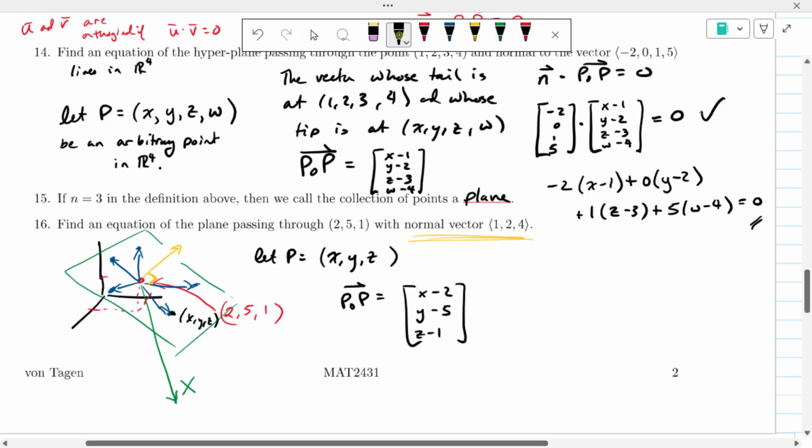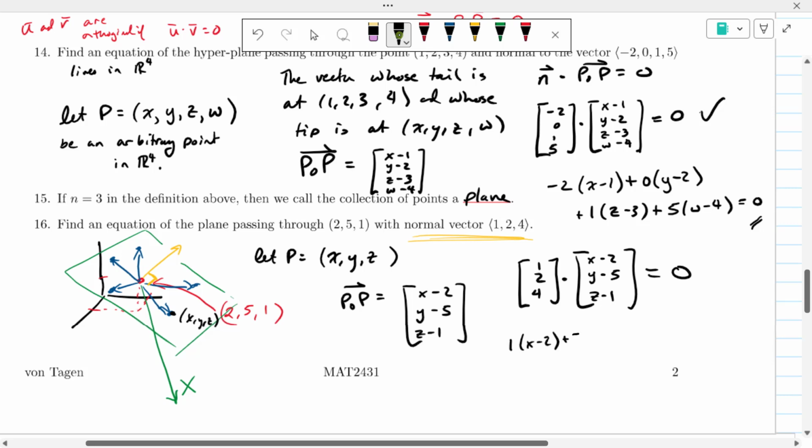So let's go ahead and do so. So folks, we'll just take this normal vector, which is 1, 2, 4. We're going to dot it with our arbitrary vector. The only thing that's specified about this arbitrary vector is that it has to have a tail at 2, 5, 1. Now, I could always do this, right? I could take even this green vector and dot it with this yellow normal vector, but I want to force it to come out to be orthogonal, so I set the dot product to be 0. So let's go ahead and do this. We'll take 1 times x minus 2 plus 2 times y minus 5 plus 4 times z minus 1. This needs to equal 0.